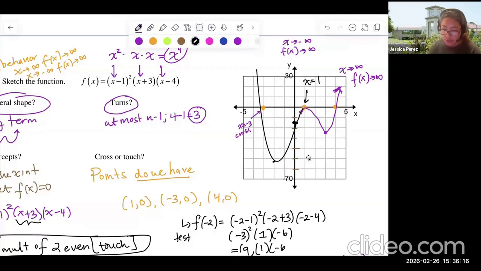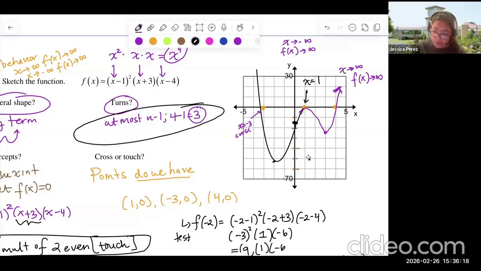What else do we know? We know we will have 3 turning points. My first turning point is the minimum, then a maximum, and then another minimum. So I have 1 turning point, 2 turning points, 3 turning points. So turning point 1, turning point 2, turning point 3.